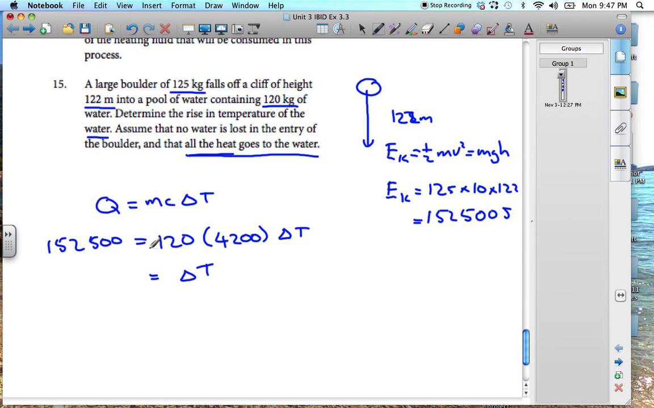So we're just going to divide this 152,500, we're going to divide that by 120 times 4,200. Just remember to put that in brackets, and we get it's going to be a rise of about 0.302. I did that because we seem to have three significant figures here, and that would be Kelvin or centigrade would also be fine. Okay, so there we have exercise 3.3. Thank you very much.